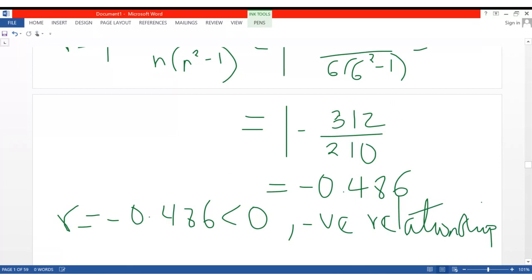So the interpretation is very important. Please don't forget it. And when you get a negative answer, it's still a good answer.